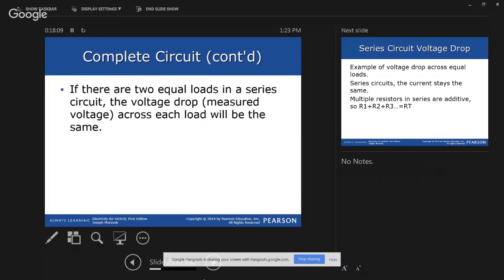If there are two equal loads in a series circuit, the voltage drop, the measured voltage across each load, everybody happy with that? Like if we have two resistors in the circuit that are in line, the voltage drop across each load will be the same if they're the same size. If they're not the same size, then the voltage drop will vary depending on the resistance. So if we have more resistance, then our voltage is going to change proportionately to that.